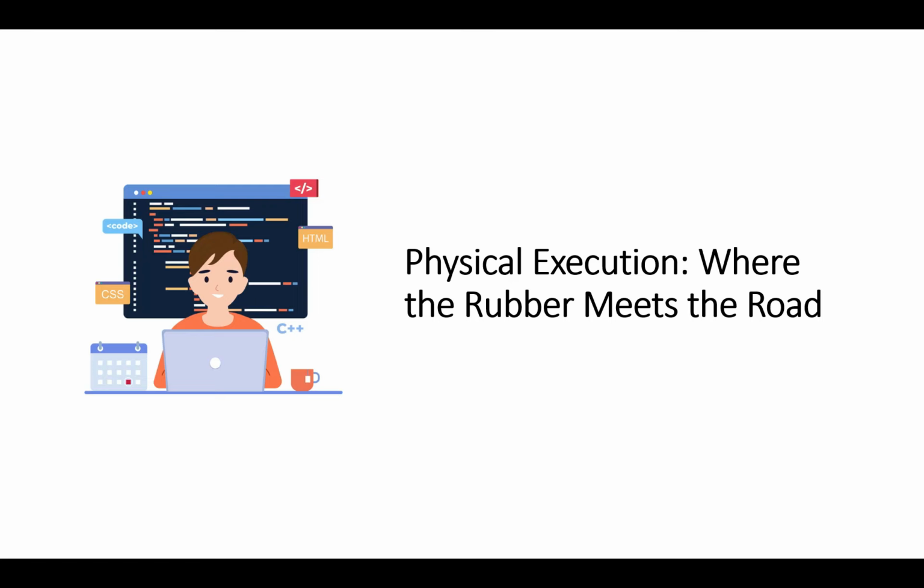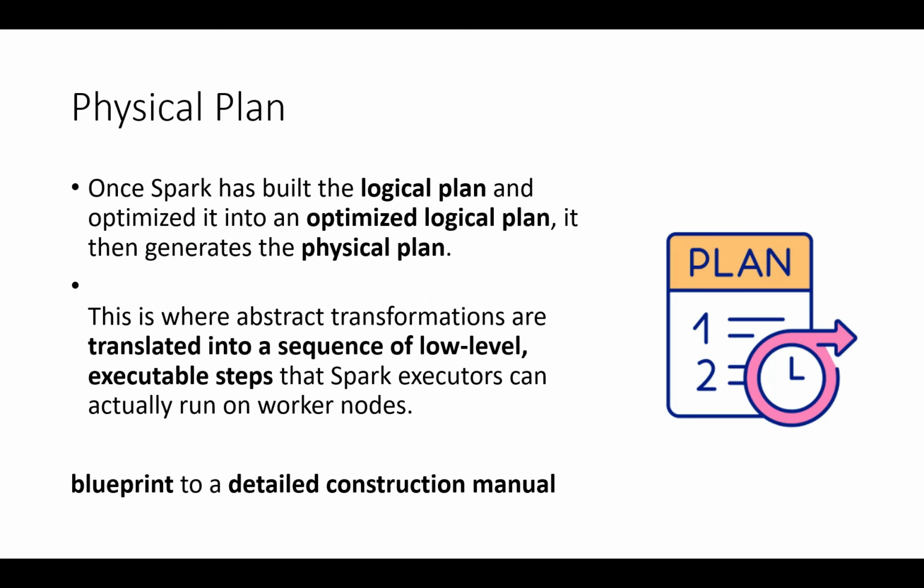Now let's look at the last step in our execution. We looked at logical plan, we looked at task, stage, all in detail. Now let's look at the final step, which is the physical execution, where the rubber actually meets the road. This is creation of a physical plan. So there was a logical plan built, which was optimized by a catalyst optimizer. Now comes the time to generate a physical plan.